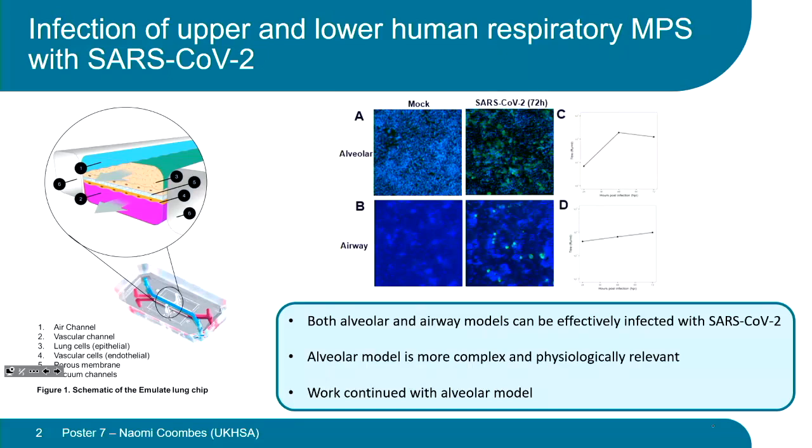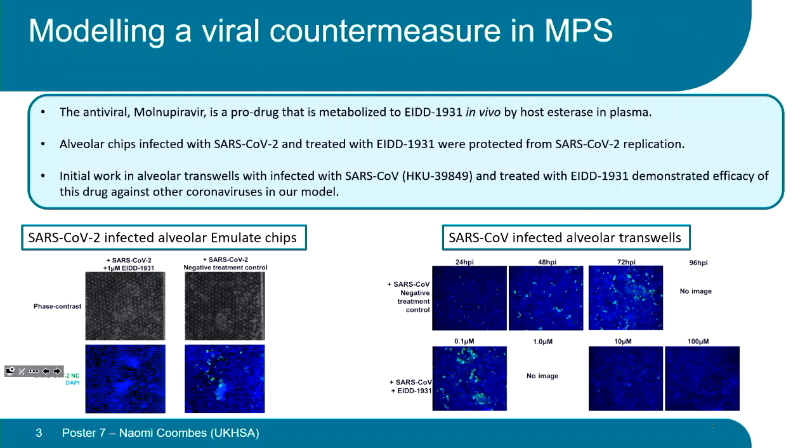So far we have done SARS-CoV-2 infections in both the alveolar, the lower lung, and airway, the upper lung. And we get good SARS-CoV-2 infection in both models. But we've done most of our work in the alveolar model, as this is a more complex, physiologically relevant model.